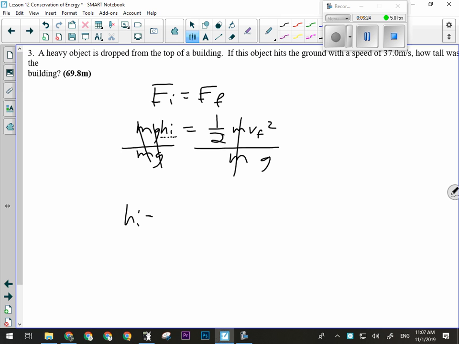So initial height will be 0.5 times 37 squared divided by 9.81. When I do that, I should get 69.8. That's a good number. 69.8? Yeah. Okay.